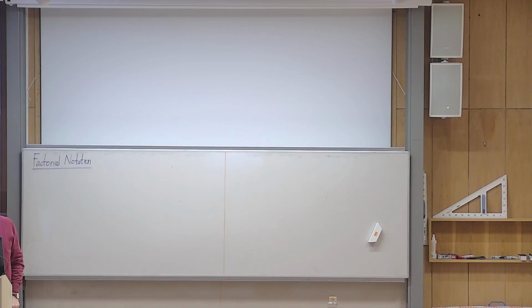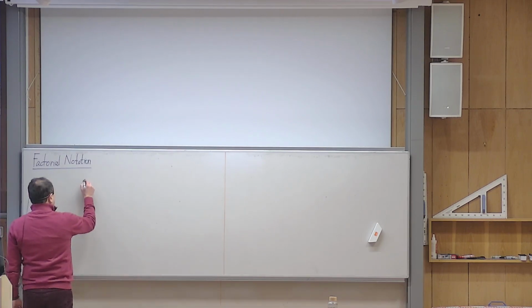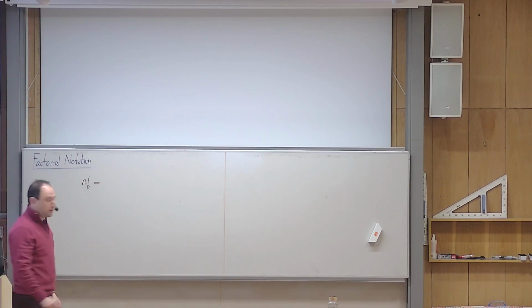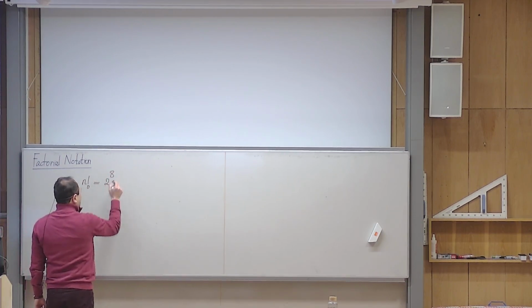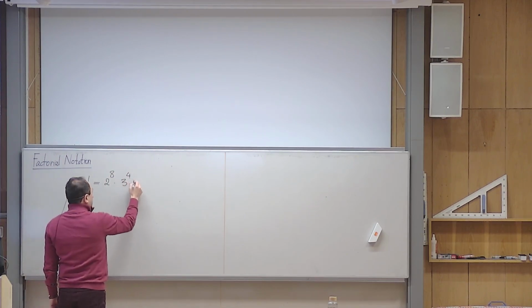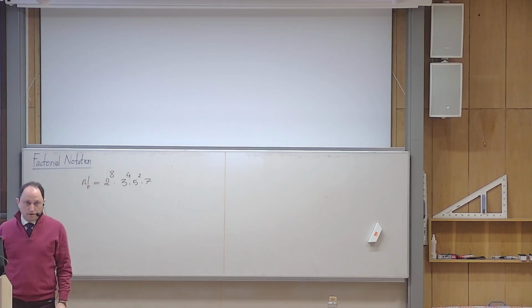Okay, do you have any idea for this simpler question? Assume that you don't have access to the calculator, of course. So n factorial is supposed to be equal to 2 to the 8th power multiplied by 3 to the 4, 5 to the 2 times 7. So what is the strategy?